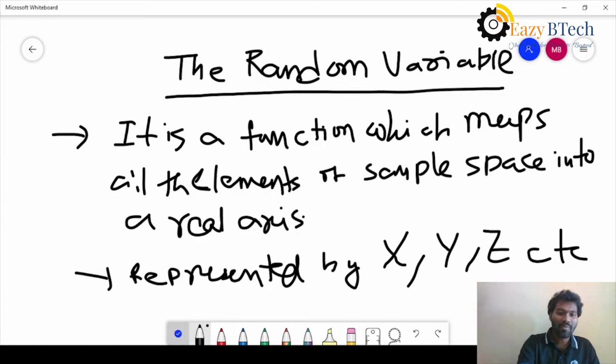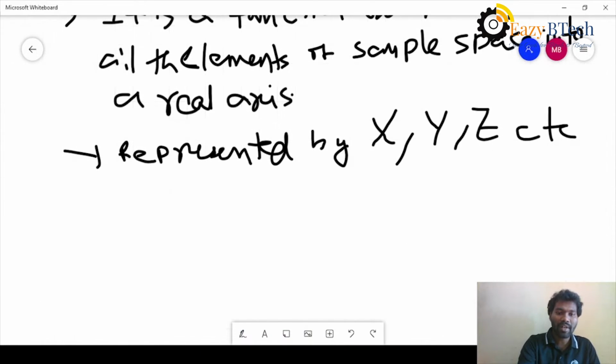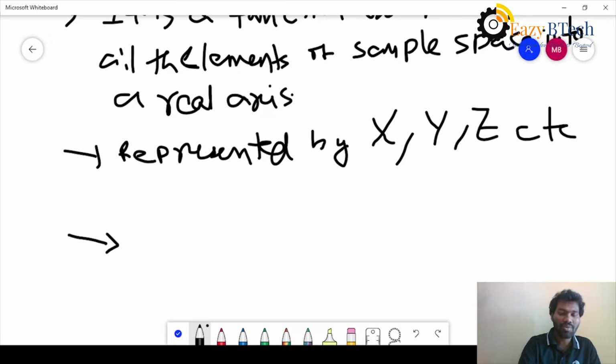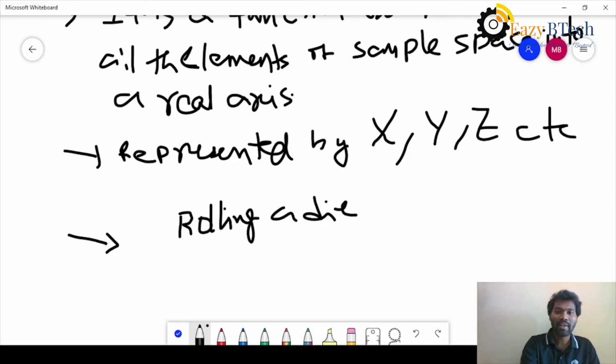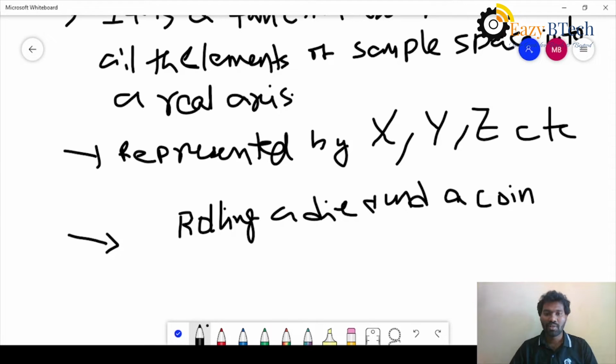Now I am moving on to the example of a random variable, and how it is represented in figure form. Suppose I am considering an experiment. If you want to know the sample space, you should do one experiment. That experiment might be anything. What I am doing is rolling a die and a coin together.